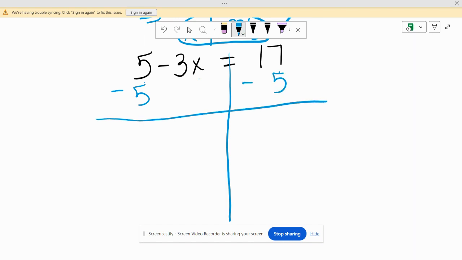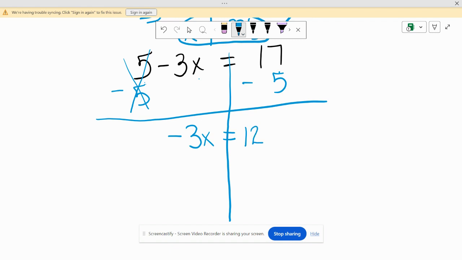from each side. And over here, when I do positive 5 minus 5, that eliminates, that is 0. So all I'm left with now is -3. So I'm going to bring my negative and -3x. So -3 times a number is going to equal 17 minus 5, which is 12.